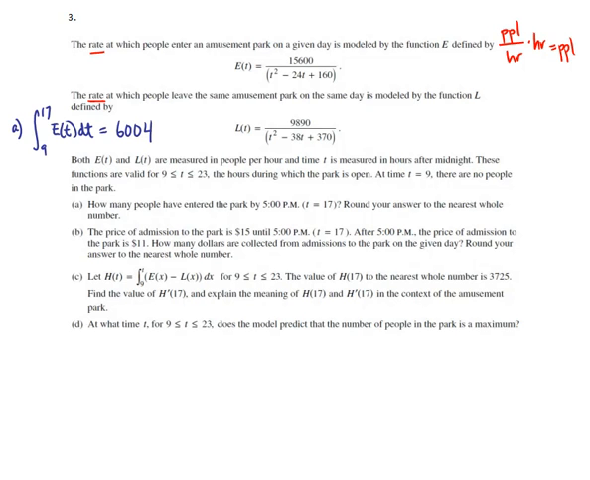Well, we know that the function e of t gives us the rate at which people are entering. So we have the number of people that entered from 9 in the morning until 5 o'clock. That was 6,004 people. And we know that they're going to collect $15 for each of those people. So we have 6,004 times 15. After that point, that is from 5 o'clock until t equals 23, until 11 o'clock, we're going to find out how many people entered the park and multiply that quantity by $11.